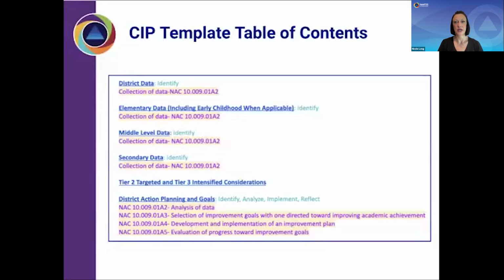This is a screenshot of the table of contents for the CIP template. Please note that the requirements of Rule 10 are identified in purple below the headings. Additionally, you will notice in the table of contents, there are designated areas to add data from the district, preschool, elementary, middle, and secondary collections.